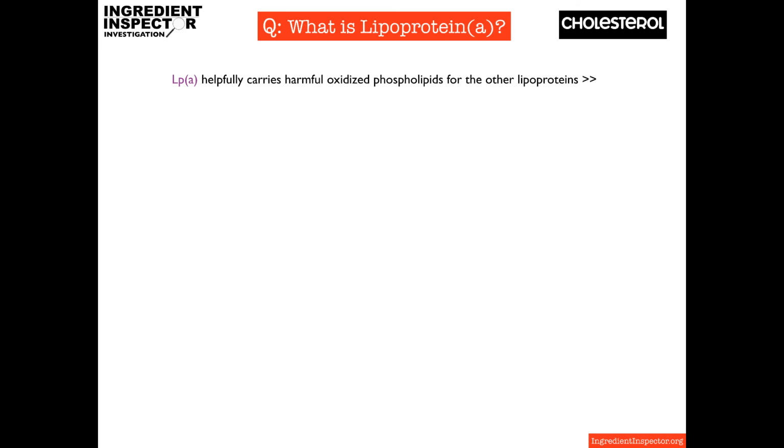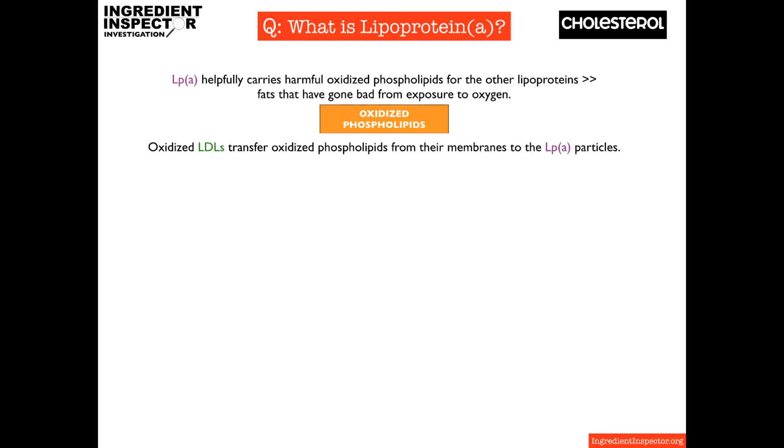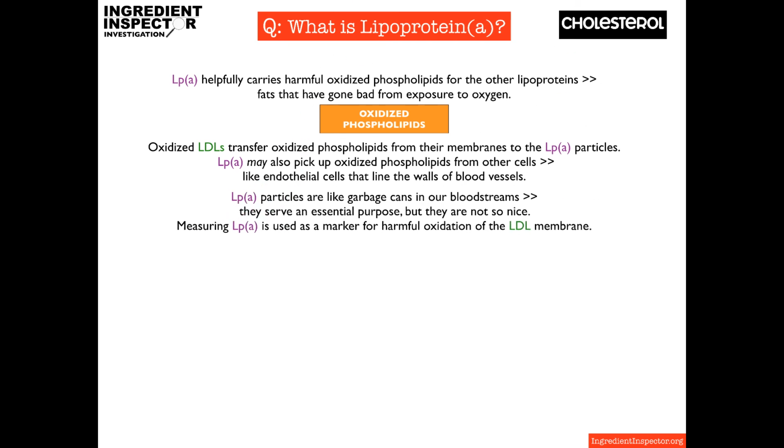LPA helpfully carries harmful oxidized phospholipids for the other lipoproteins, fats that have gone bad from exposure to oxygen. Oxidized LDLs transfer oxidized phospholipids from their membranes to the LPA particles, and LPA may also pick up oxidized phospholipids from other cells, like endothelial cells that line the walls of the blood vessels. LPA particles are like garbage cans in our bloodstreams. They serve an essential purpose, but they are not so nice. Measuring LPA is used as a marker for harmful oxidation of the LDL membrane.